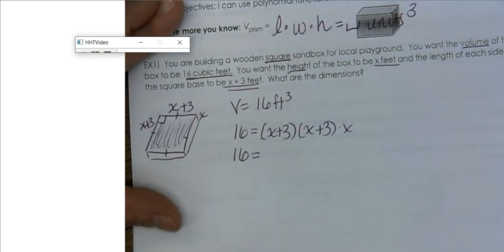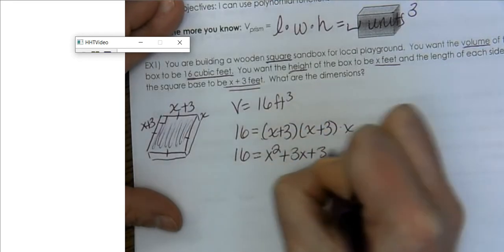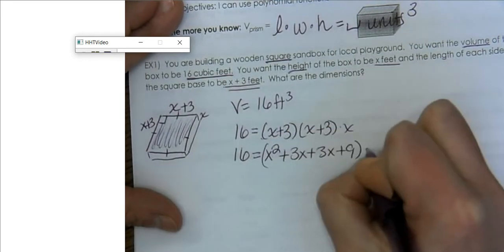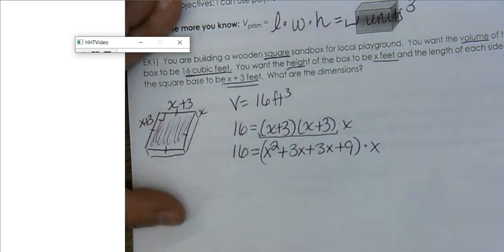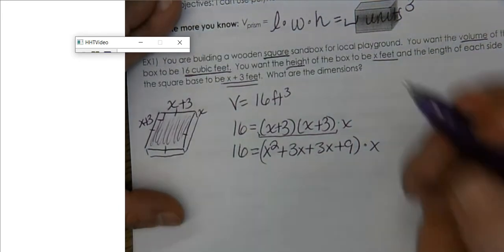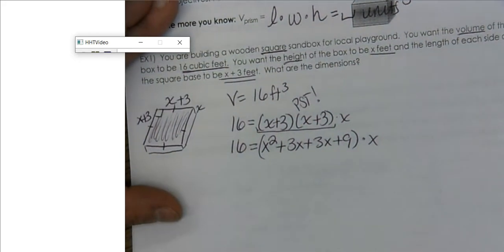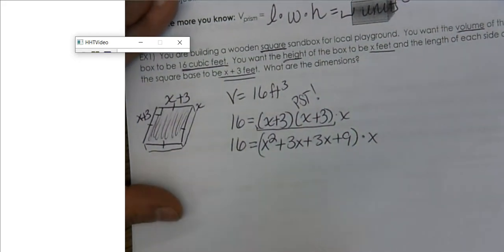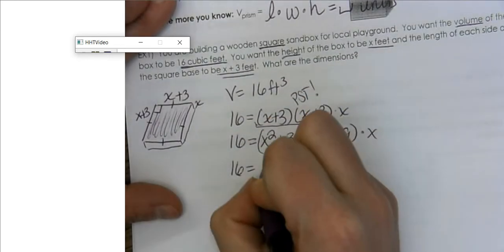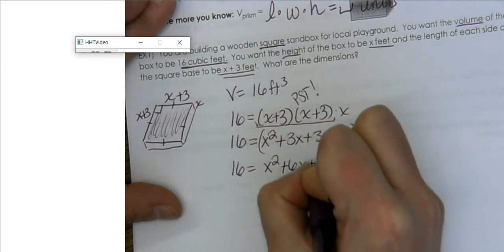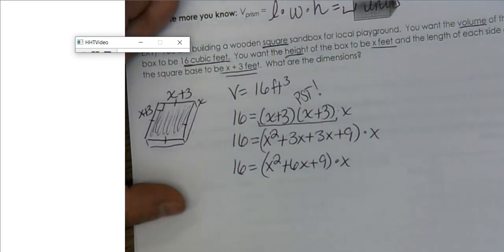So I'm going to write 16 equals x squared plus 3x plus 3x plus 9, and I'm going to multiply all of that still by x. If you recognize that whenever you multiply two binomials together that are the same, it will produce a PST, then go ahead and use that pattern. If you are not comfortable with patterns yet at this moment, that's not a big deal. Eventually, you will get there. So I'm going to write 16 is equal to x squared plus 6x plus 9 times x still on the outside.